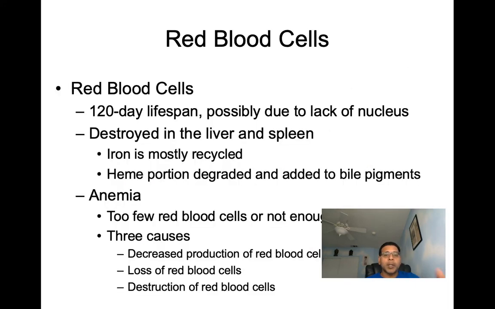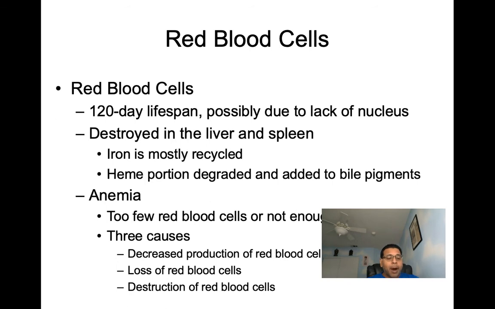Our red blood cells, we said, last only about 120 days, possibly due to a lack of a nucleus. They're destroyed in the liver and in the spleen. Iron is going to be mostly recycled. The heme portion gets degraded and added to our bile pigments. When there isn't a sufficient amount of red blood cells, or the red blood cells don't contain enough hemoglobin, the person suffers from anemia and feels tired and run down.